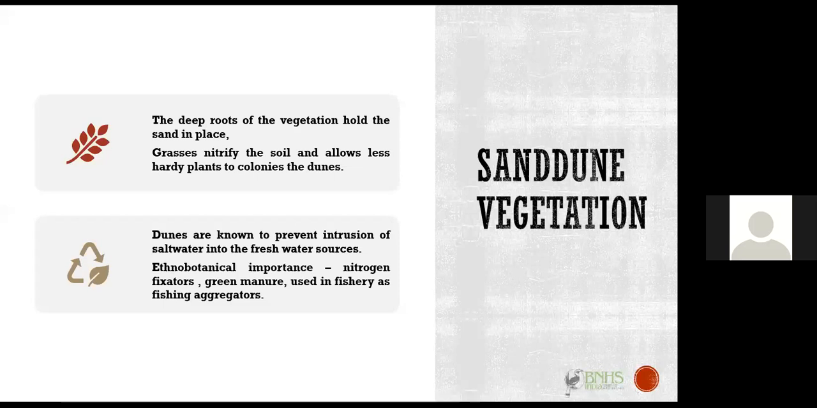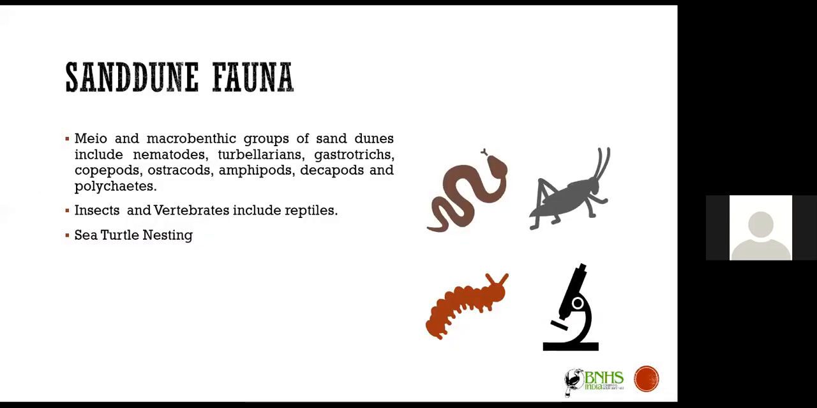There are also certain interesting animal species that survive in this area: certain reptiles, and some microscopic organisms like polychaetes, some turbellarians, some amphipods, and some brachyurans also prefer these areas. Although these are dry areas, these animals still survive. And there are many incidences where sea turtles are found preferring sand dunes for their nests.